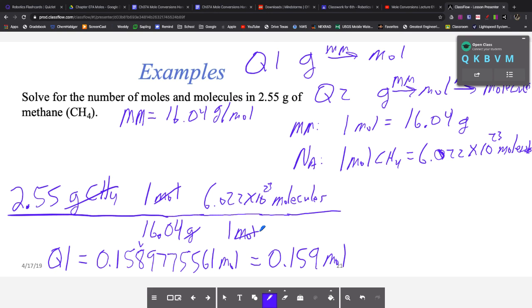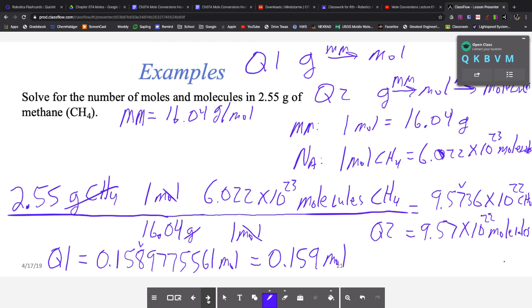So then I take the 2.55, divide it by 16.04, get your answer, and then multiply it by 6.022 times 10 to the 23rd. Or 2.55 times Avogadro's number, 6.022 times 10 to the 23rd, and then divided by 16.04, you're going to get exactly the same thing. So when I solve for that, we get our calculator answer as 9.5736 times 10 to the 22nd CH4 molecules. And that's, again, it's going to be good to 3 sig figs.